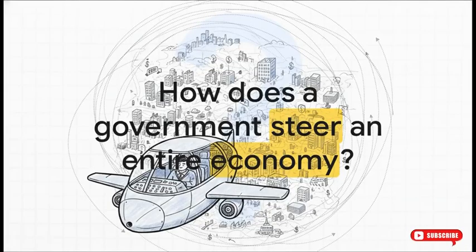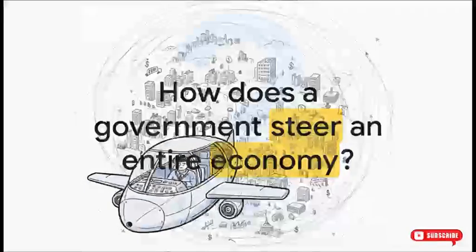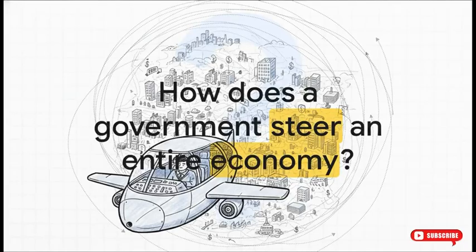Have you ever just stopped and wondered how a massive, sprawling entity like a government actually manages the incredibly complex machine of an entire national economy? I mean, from the outside looking in, it just looks like pure chaos, right? You've got millions of independent businesses doing their own thing, billions of consumers making daily choices, and these constant, totally unpredictable fluctuations in prices and jobs.